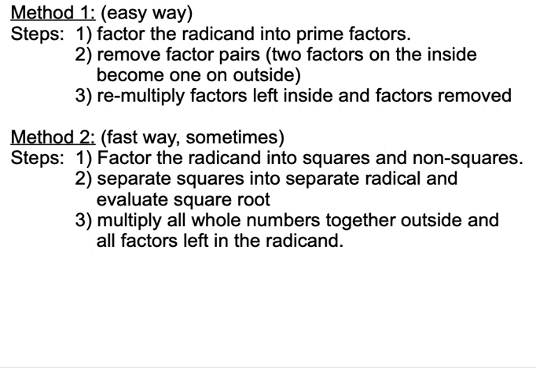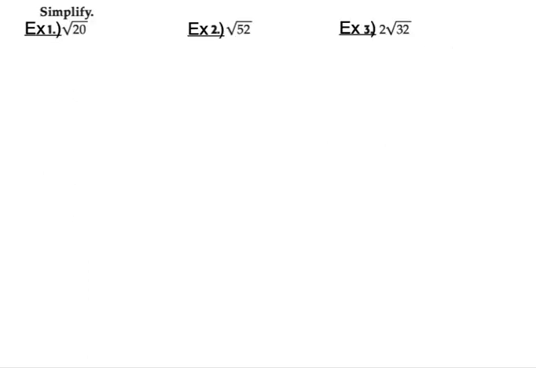Method 2, which is the fast way, sometimes. You're going to factor the radicand into squares and non-squares. Separate squares into separate radicals and evaluate each square root. Multiply all the whole numbers together that are on the outside and all factors left inside the radicand. So I'm going to demonstrate these 3 problems both ways.